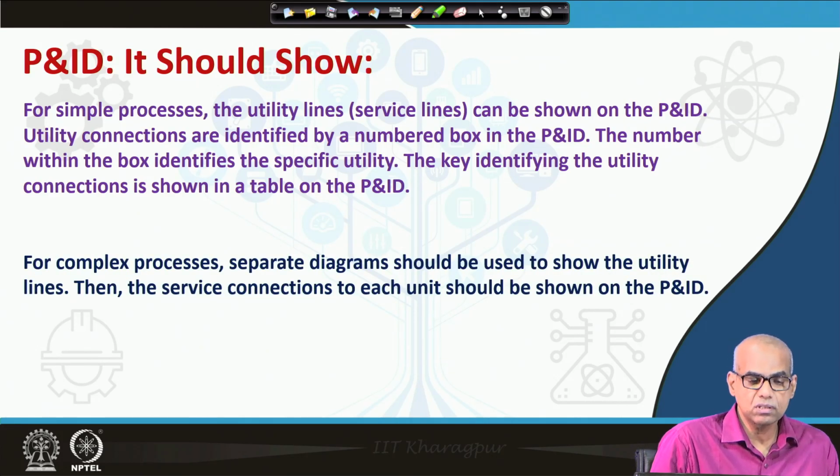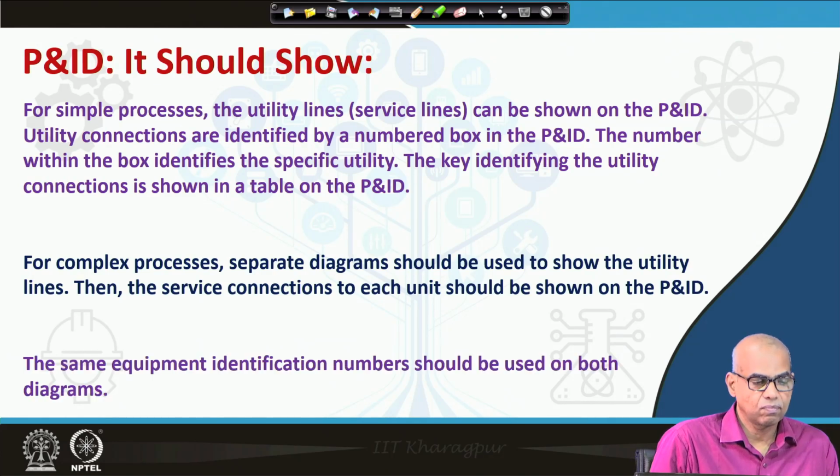For complex processes, separate diagrams should be used to show the utility lines. Then the service connections to each unit should be shown on the P&ID. The same equipment identification number should be used on both the process flow diagram as well as piping and instrumentation diagram.